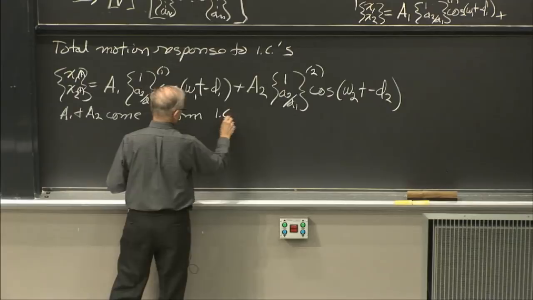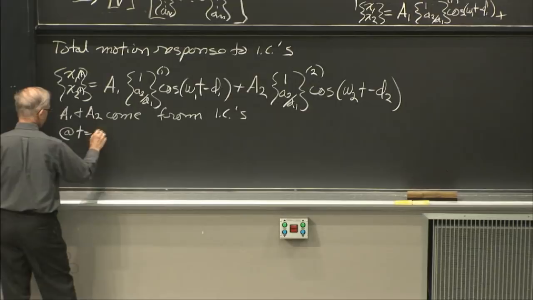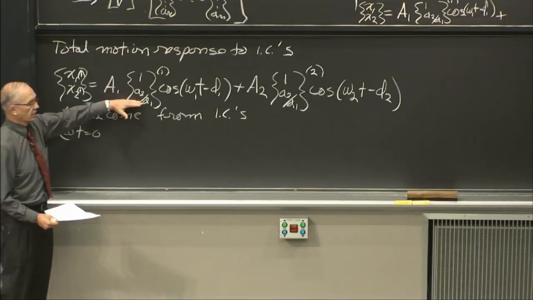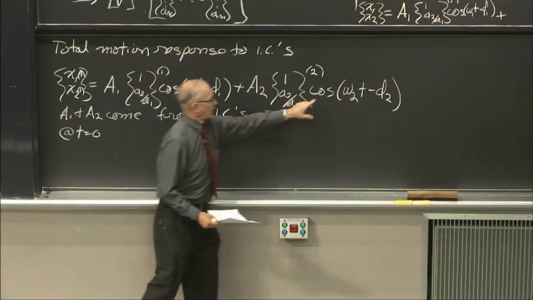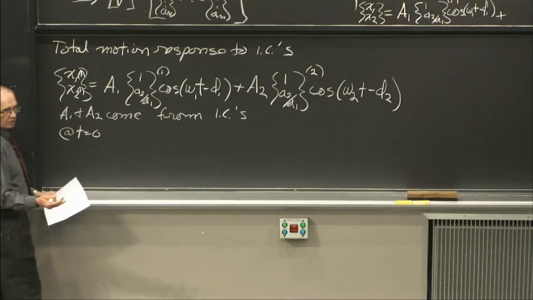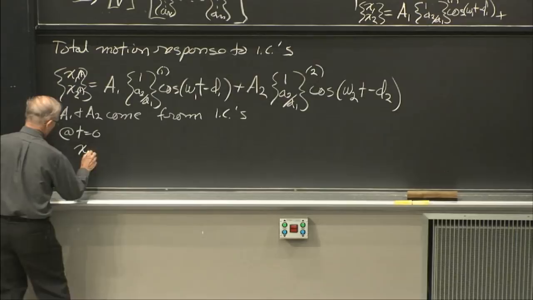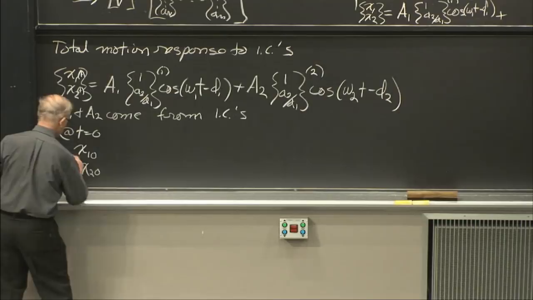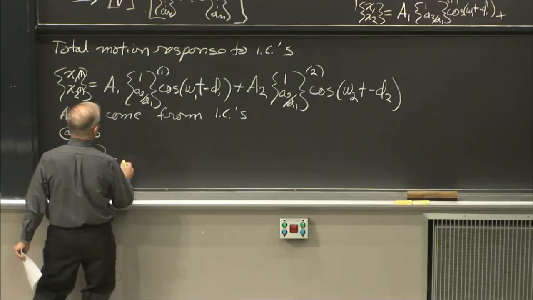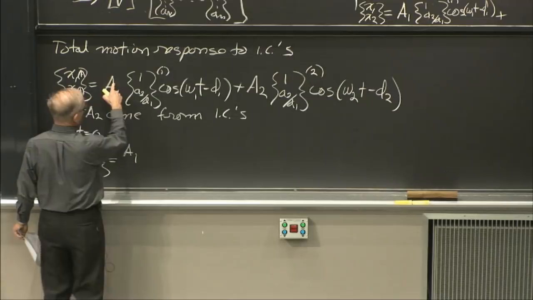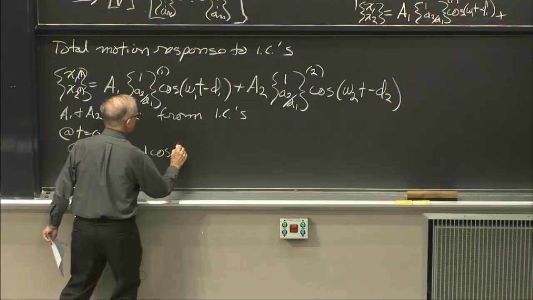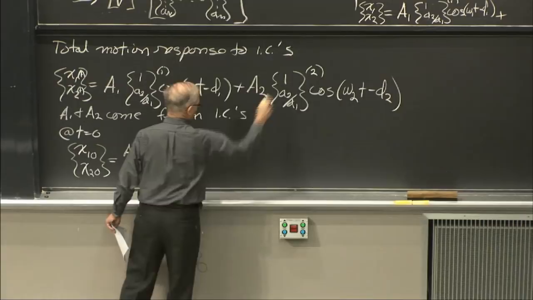So at t equals 0, for example, plug in t equals 0 into here, you get cosine phi 1, and over here another phi 1, and cosine of minus phi 1 is cosine phi 1. So you just put in t equals 0, you find out that x1 of 0 and x2 of 0 is equal to, I'll actually write them out. This is going to be A1 times 1 cosine phi 1 plus A2 times 1 cosine phi 2.